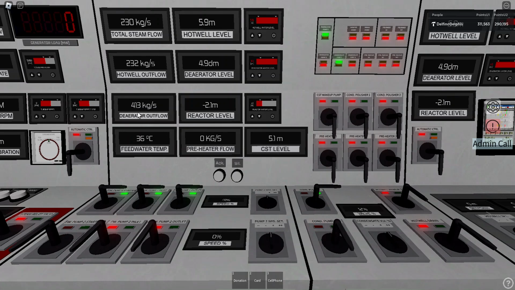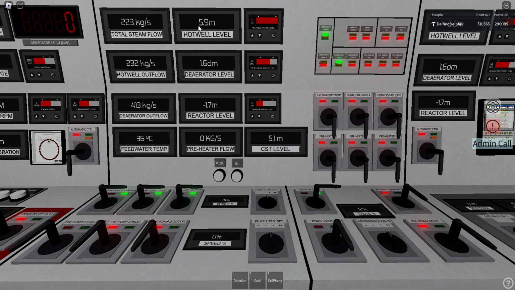So when I raise this, this is the outflow from the deaerator into the reactor. Now, because the outflow is larger than the inflow, obviously the level in the deaerator drops. And basically that's how it works.